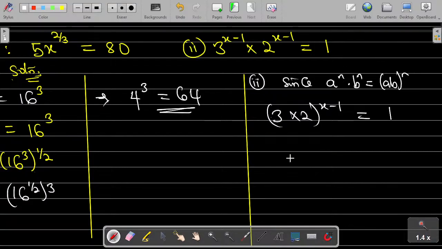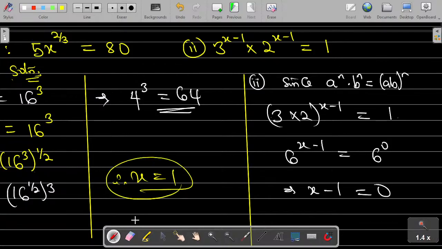And so 2 times 3 is 6, raised to the power of x minus 1. Change the 1 to base 6, and that will give you 6 to the power of 0. Which implies that x minus 1 is equal to 0. And then from there we can conclude that x is equal to 1. And that's the answer for number 8, I and II. And then I think one of us gave that solution.